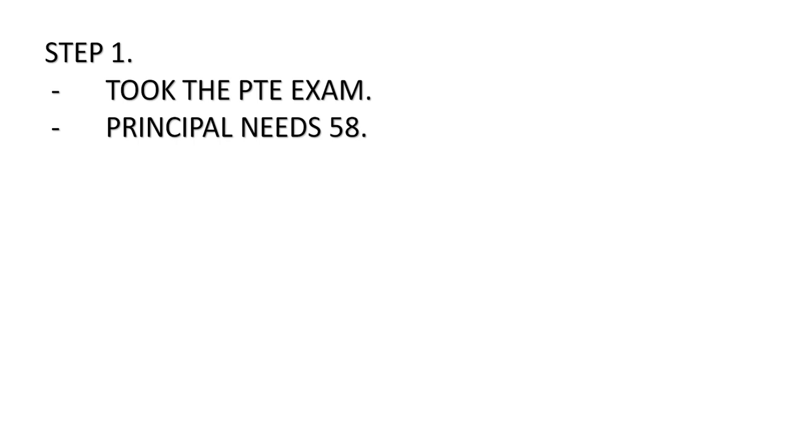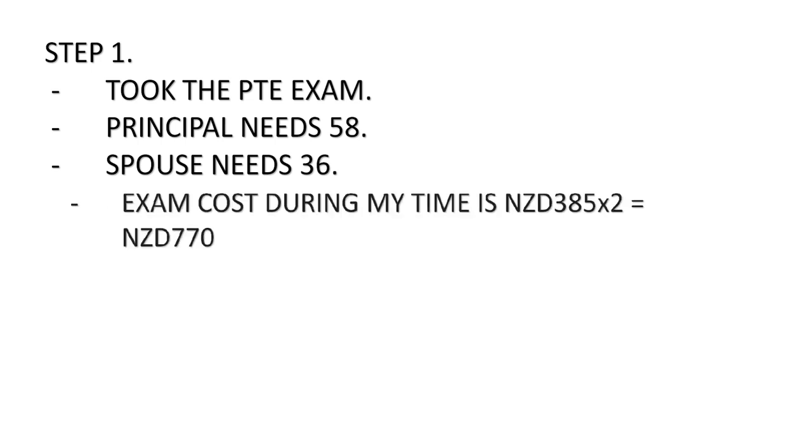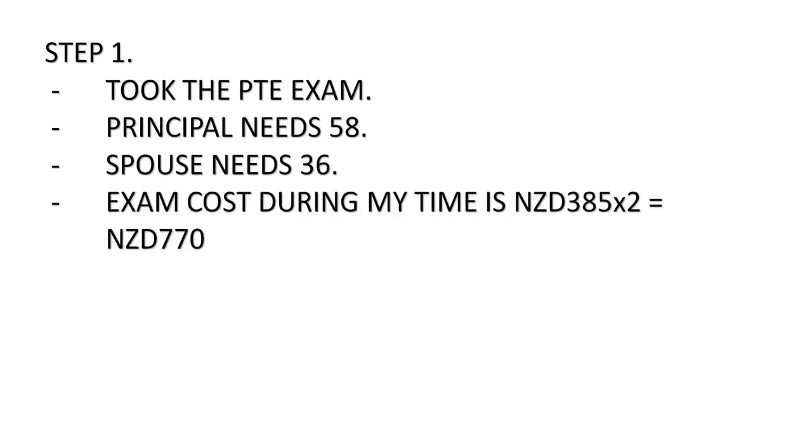Okay, so step one is I took the examination for the PTE. This is for the English language proficiency. You just need to go to the website and book the schedule, and then after that you pay the amount of 385. For the principal, you need to have 58 points, and then your spouse needs 36.